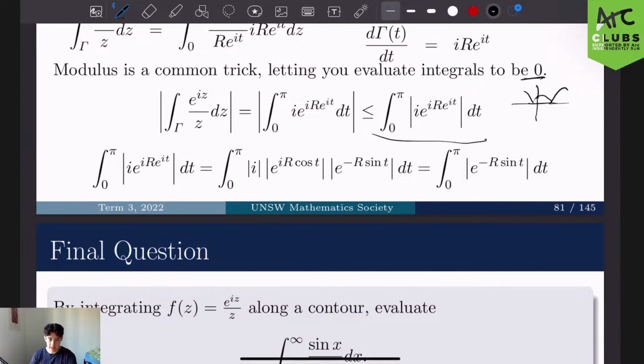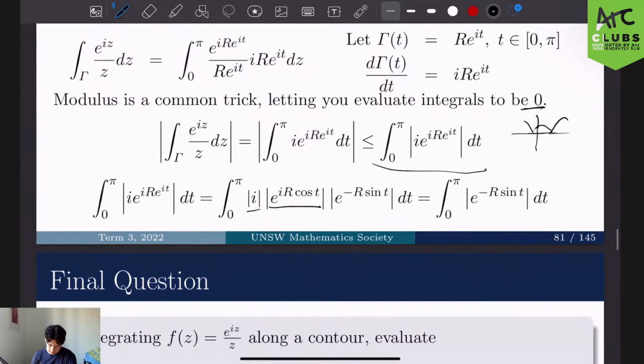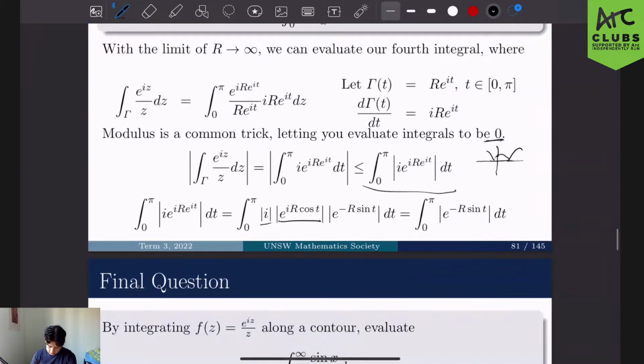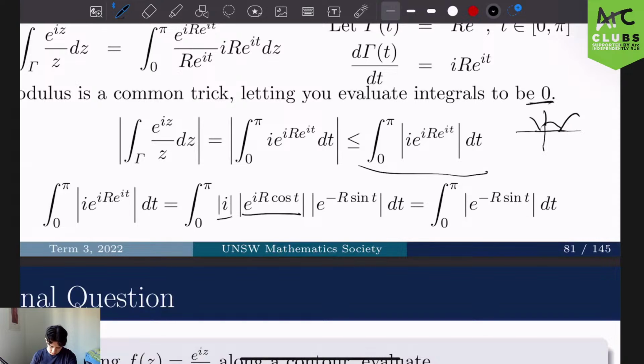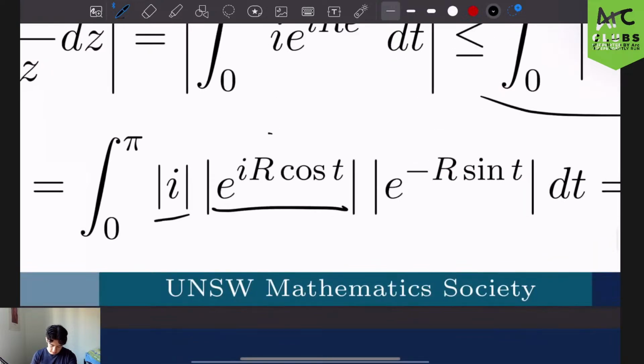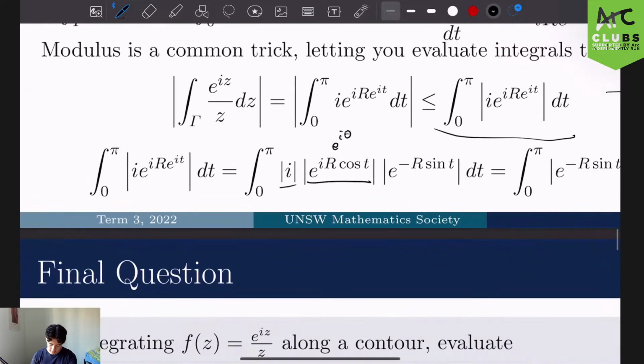Splitting up the terms, we get i, whose modulus is 1, and the modulus of e to the i r cosine of t will also approach 1, because this is e to the i theta essentially, so it's going to have a value of 1, it's going to be like here.